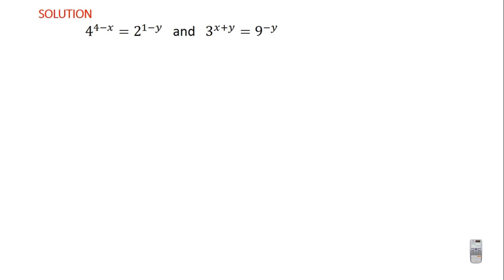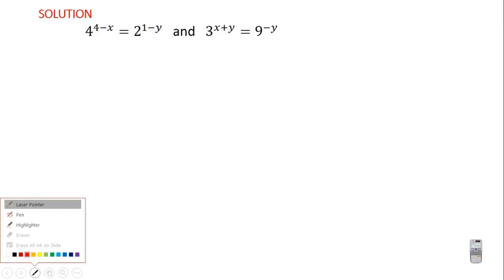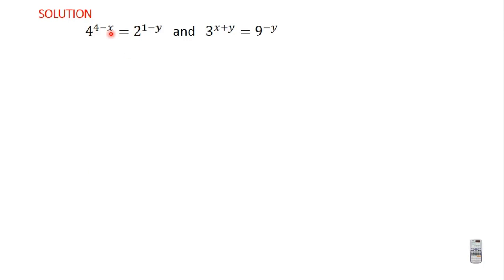So let's consider the question for this video. We have 4 exponent 4 minus x is equal to 2 exponent 1 minus y, and 3 exponent x plus y is equal to 9 exponent minus y. So we have these two exponential equations and we are supposed to find the values of x and y. As we saw in the previous video, when you have an exponential equation like this, what you have to do is to reduce the first equation to a linear equation and reduce the second one also to a linear equation.